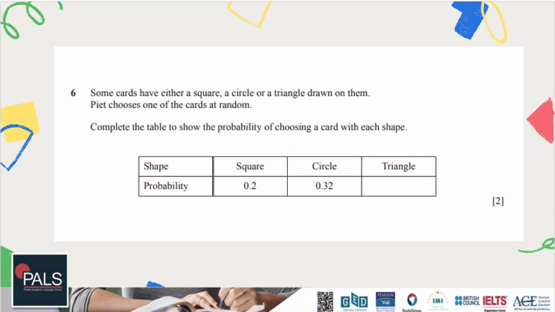So what does it mean? Suppose this is x. If you add all of them, it should be equal to 1. So x equals 1, subtract 0.2, subtract 0.32. So it's equal to 0.48. The answer for this is 0.48. This is the answer for question 6.